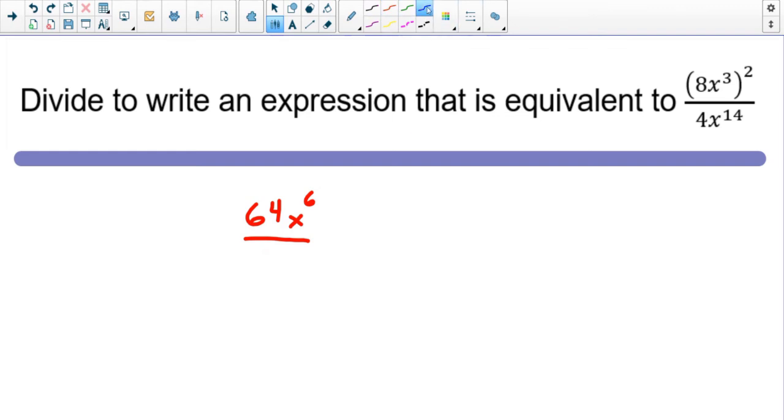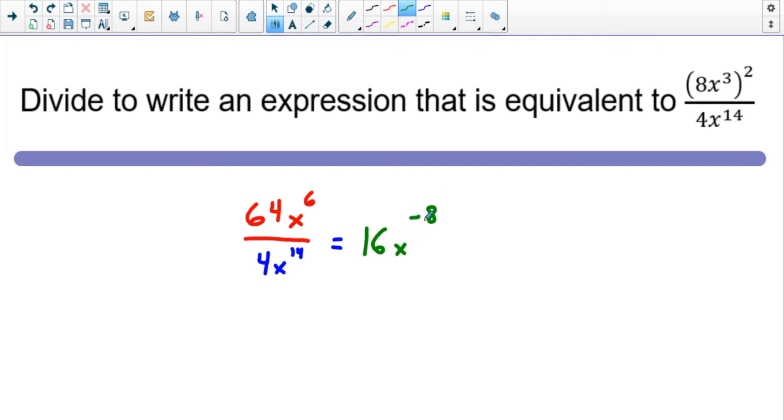All right, on the bottom, I still have this 4x to the 14th, and I'm dividing. These are both x's, they're both like bases. So that just means that I can subtract the exponents. So 64 divided by 4 is 16. And then for the x, I'm doing 6 minus 14. I'm dividing, so I'm subtracting the exponents. 6 minus 14 is -8.